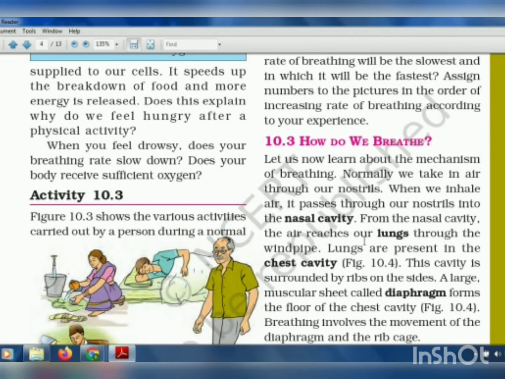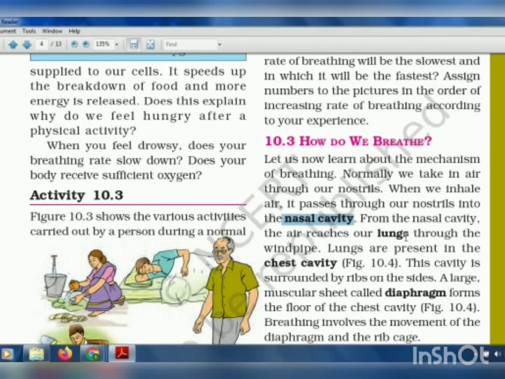So after taking in air, where does the air go in your body? Normally, we take air through our nostrils, that is, through our nose. When we inhale, air passes through our nostrils into the nasal cavity. The nasal cavity is the bone structure which gives a proper shape to your nose. From the nasal cavity, the air reaches our lungs through our windpipe.